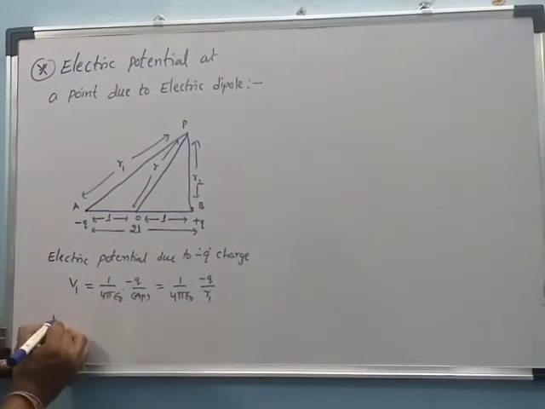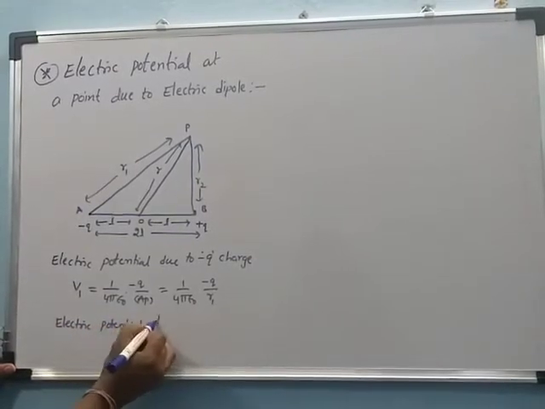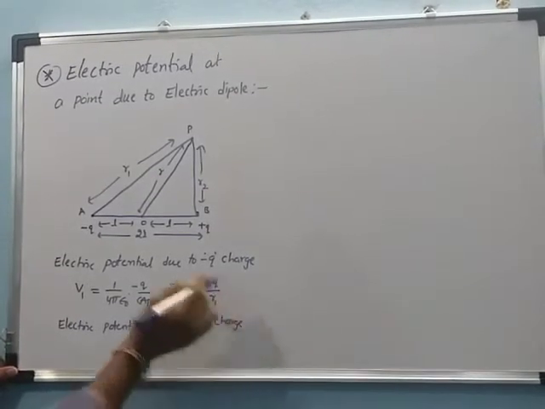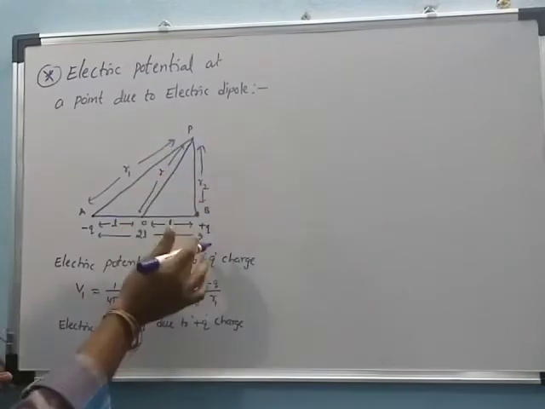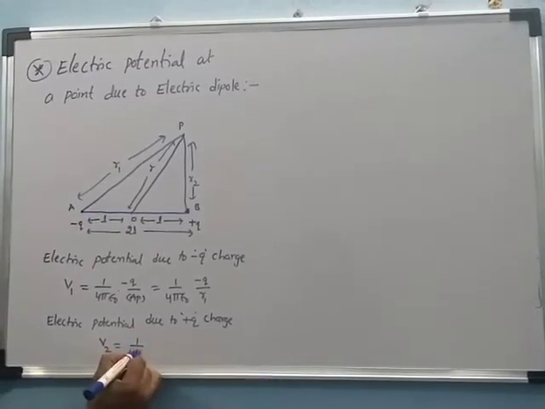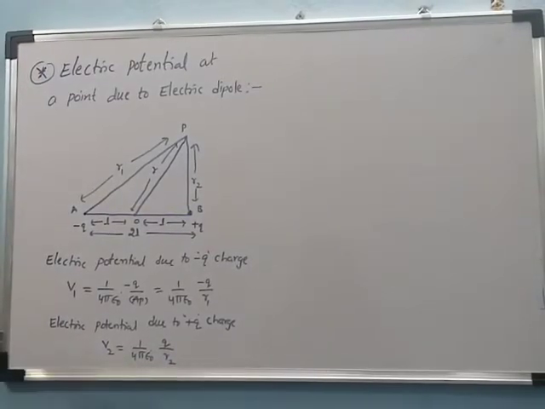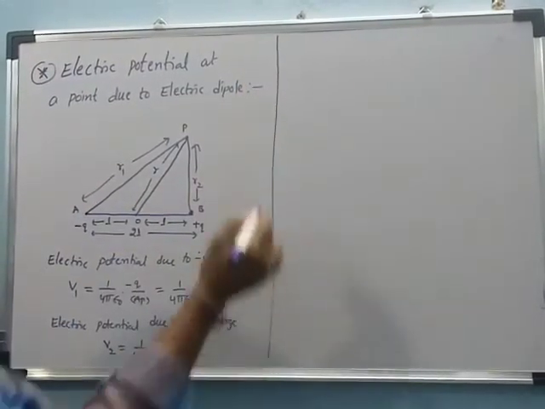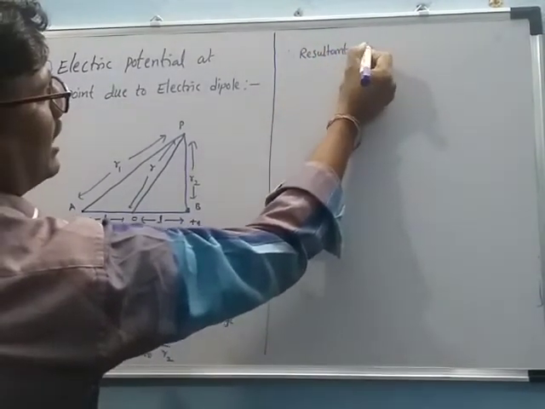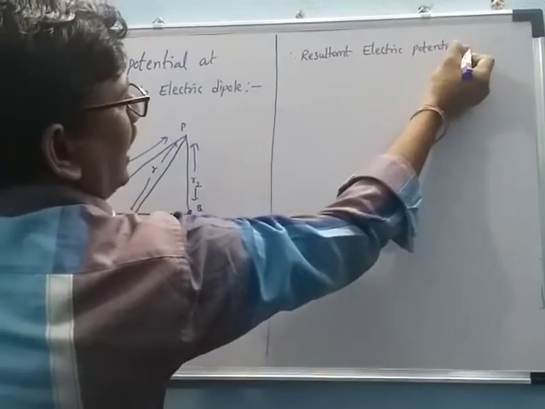Similarly, we can write the electric potential due to the positive charge. Again we apply the electric potential formula: V2 is equal to 1 by 4 pi epsilon naught Q by the distance, which is R2. Therefore, the resultant electric potential at the point P.